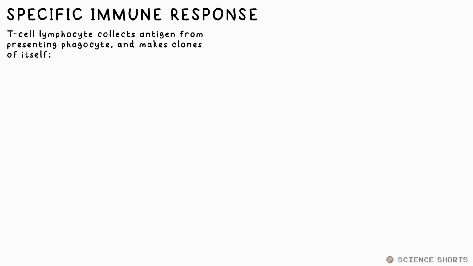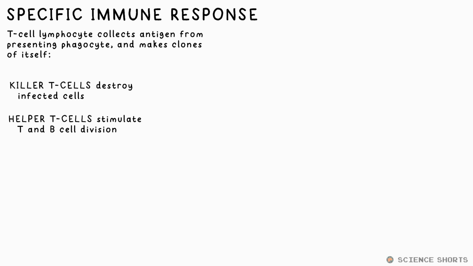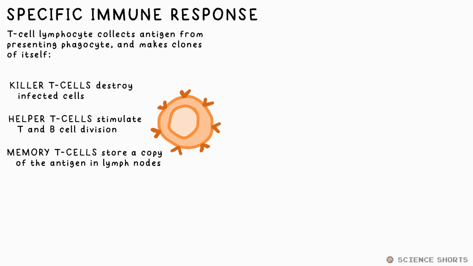Once a phagocyte presents an antigen, a T cell will pick it up. Then it produces clones of itself that do different jobs. Killer T cells destroy infected cells, helper T cells stimulate division of T and B cells to create more copies, and memory T cells are those that stay in your lymph nodes with a copy of the antigen that led to its production, so the immune system response is faster next time your body is infected with that specific pathogen.